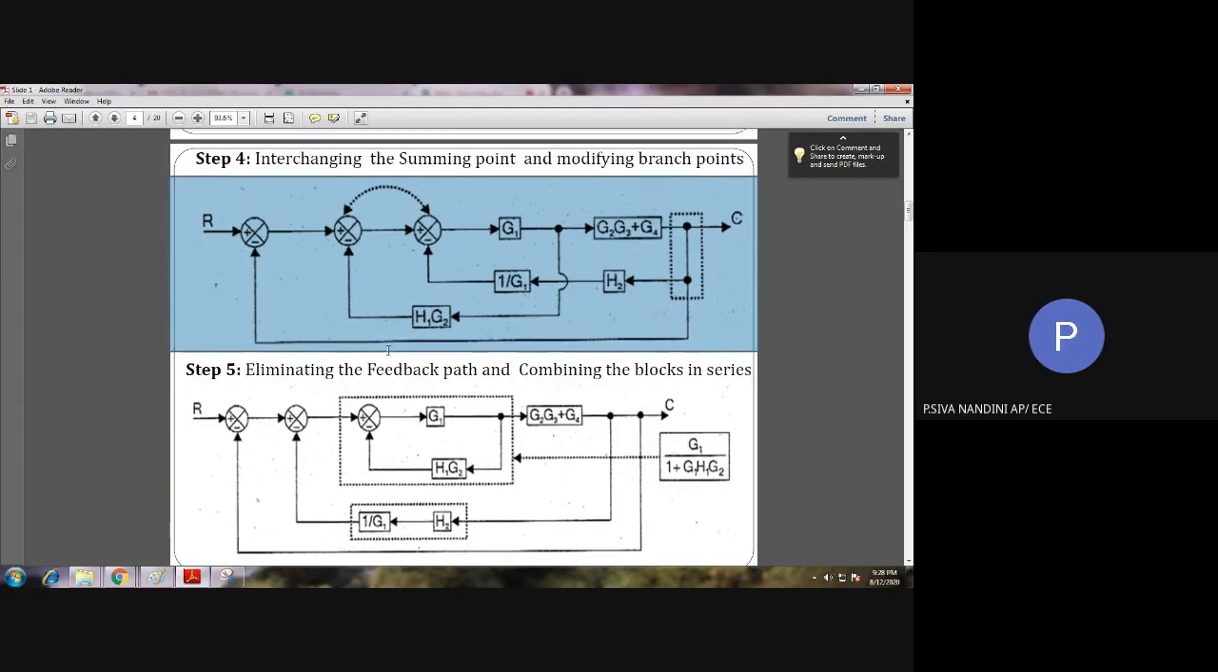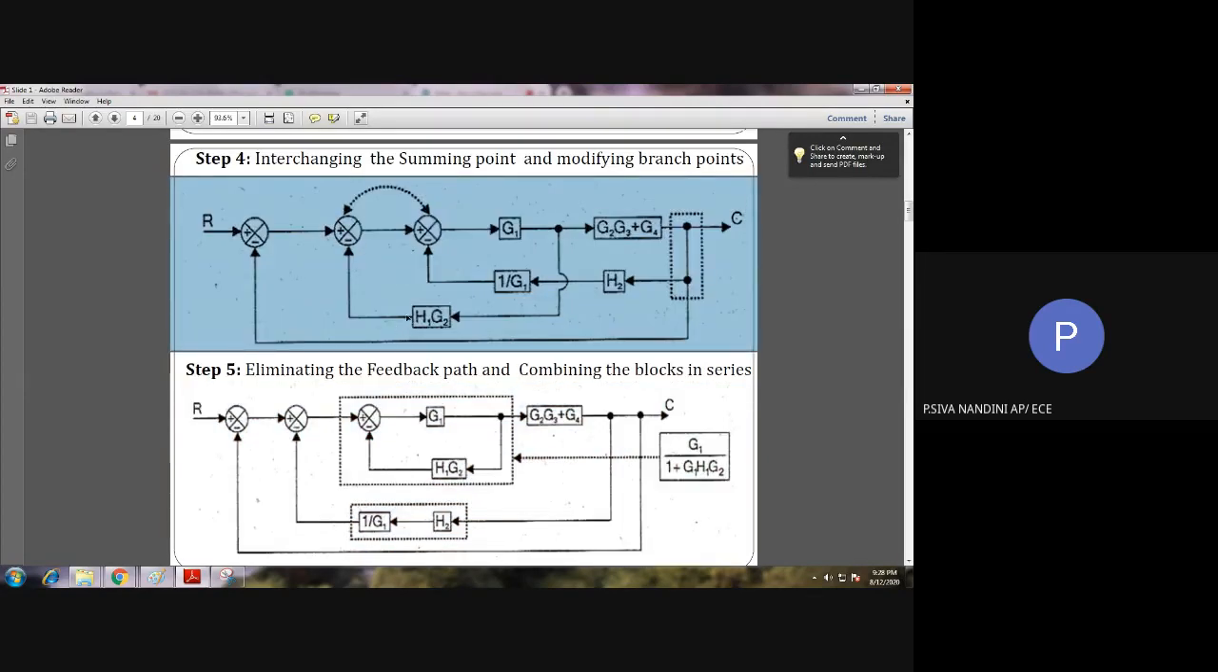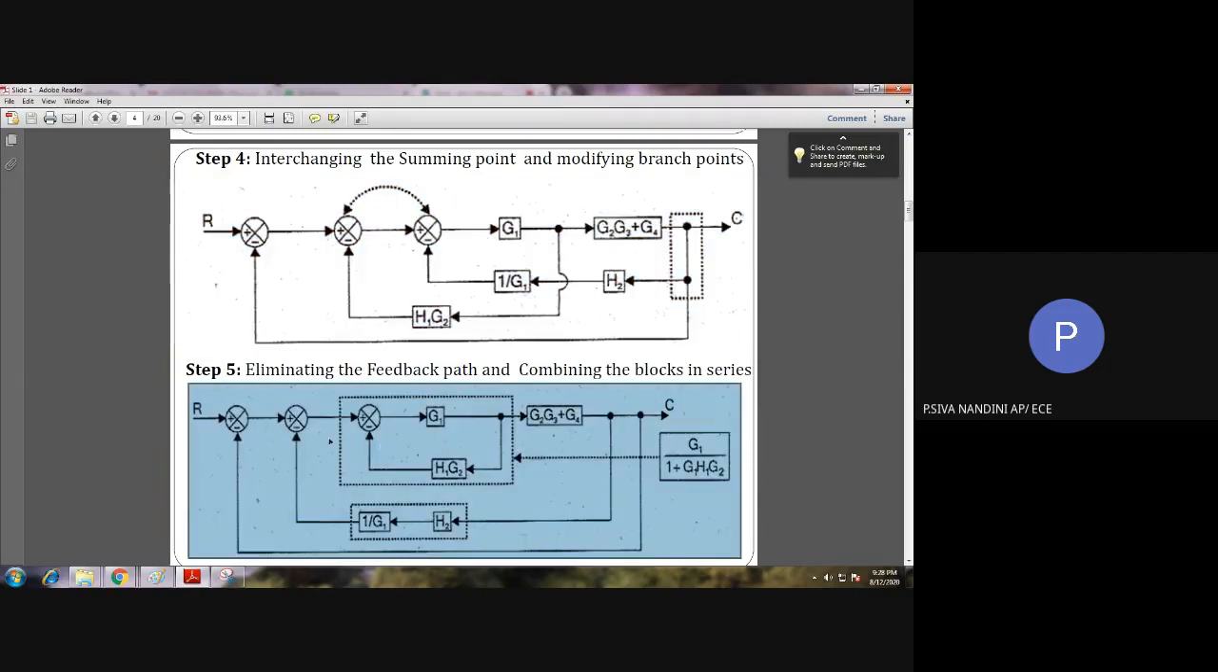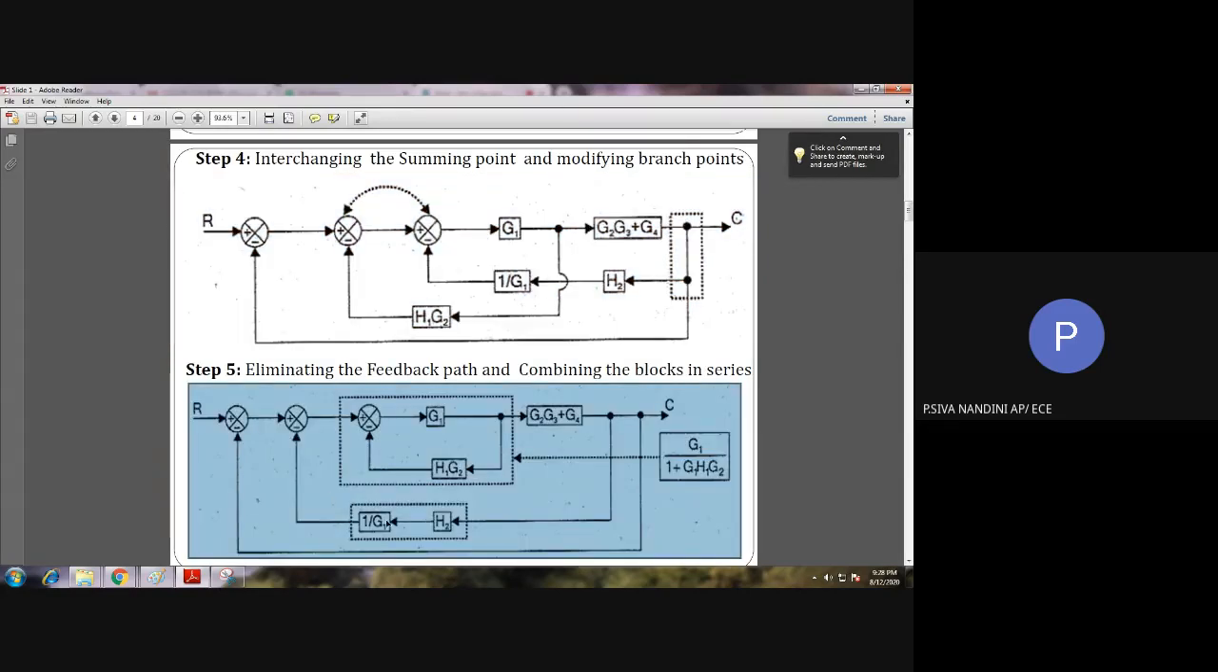So, while doing so, here in step number 5, we have interchanged the summing points and obtained this block diagram. See here, the first block has input H1, G2 in downward direction. See here, the third block is having the input G1, H2. See here, the third block is having the input 1 by G1. See here, after interchanging, the 1 by G1 is given to the second summing point with the negative sign. Okay, like this, we have interchanged the summing point.